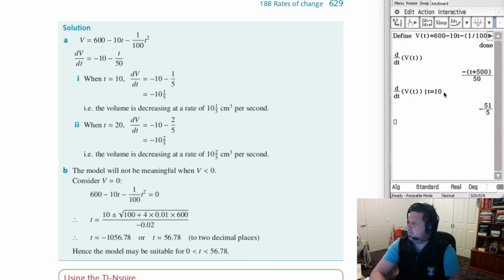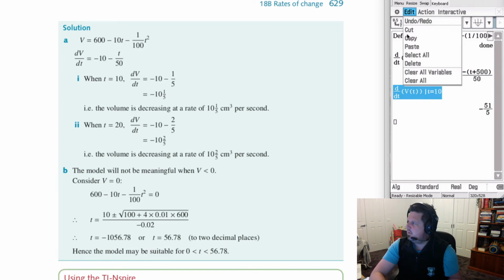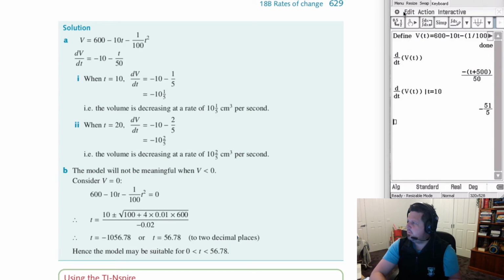Again, we can do the same thing. Oops, copying, selecting it, copying it, paste. So I'm changing it, t being 20. Cool, we can run that there pretty straightforward.